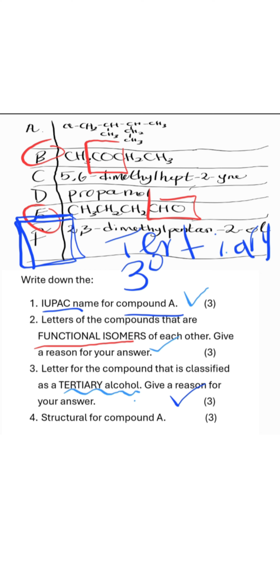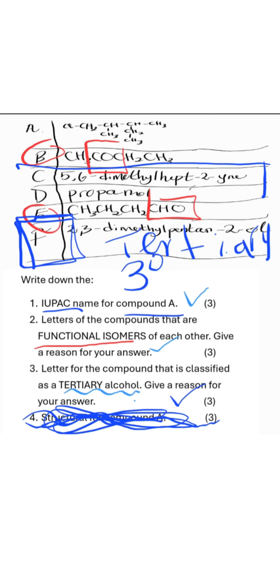So I would like you to look at question 4. It looks weird. It's very wrong. It was a matter of a typing error here. Of course, what the question is actually saying is for you to be able to give them the structural formula of C. You can see that it looks very weird.